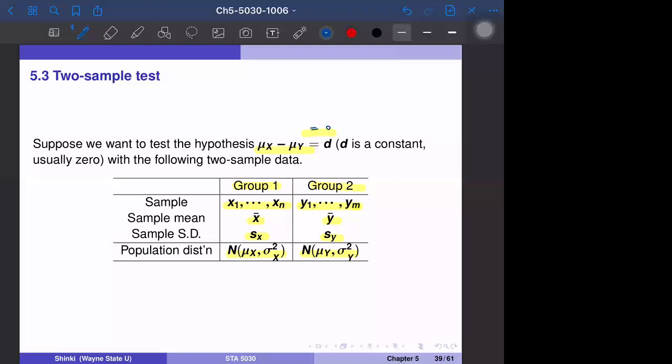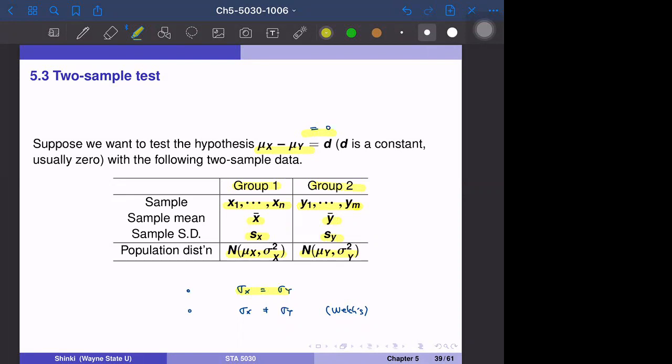We have two cases for the two-sample tests in 5.3. One case is sigma x is equal to sigma y. The other case is sigma x is not necessarily equal to sigma y, so this is the more general case. Both are called two-sample t-tests, and the second one is called Welch's t-test. The first one is actually simpler, but it's almost a mathematical formality.